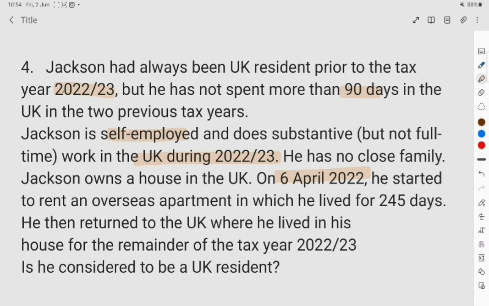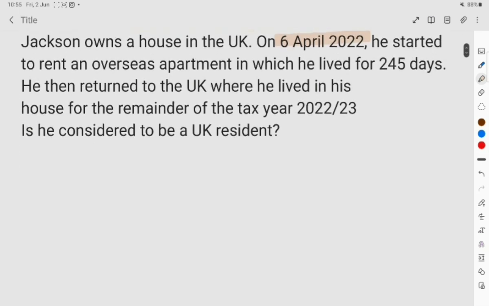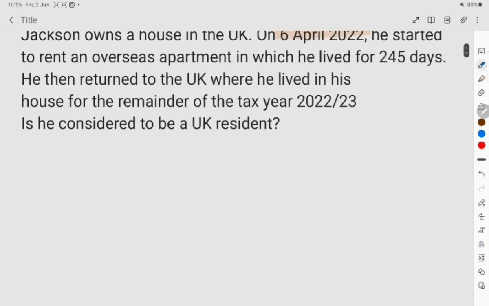So first we need to consider whether the automatic UK resident test has been passed by that person, Jackson. The automatic resident test requires a person to stay for 183 days or more. So that person has not spent 183 days. In fact, he has spent only 120 days. Out of 365 days, he lived 245 days overseas. So he spent 120 days in the UK.